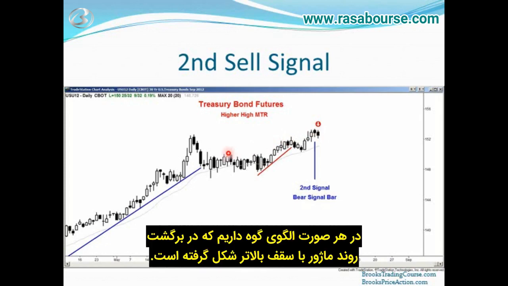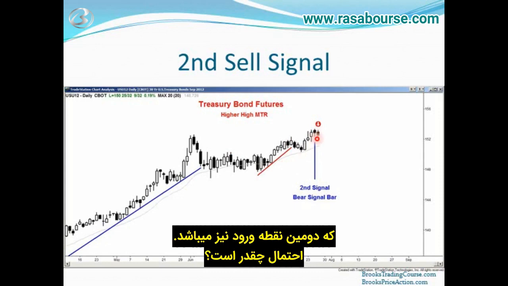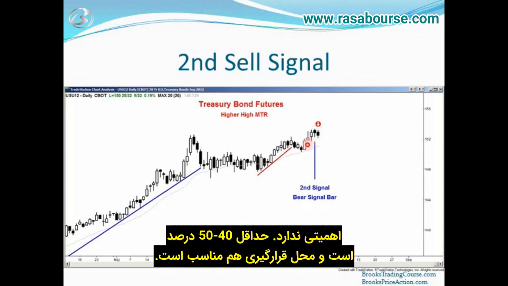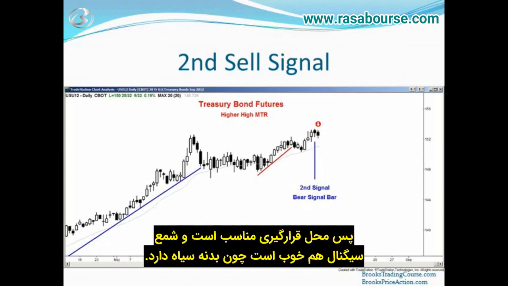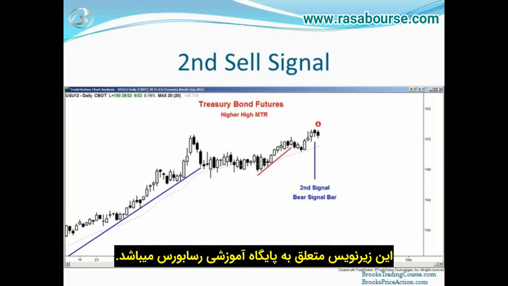In any case, it looks like this might function as a wedge higher high major trend reversal, and I think that's probably an okay short because we have a bear signal bar and we have a second entry. What's the probability? Doesn't matter. It's at least 40 or 50%, and the context is good. So we have good context and a decent signal bar, a bear body, and that is an okay short.